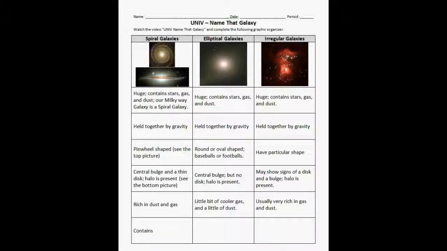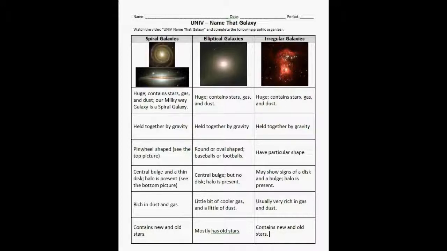A spiral galaxy contains new and old stars, whereas the elliptical galaxy mostly has old stars in it. You won't see many new stars forming in an elliptical galaxy. An irregular galaxy, on the other hand, is more like a spiral galaxy. You'll find that it contains new and old stars.